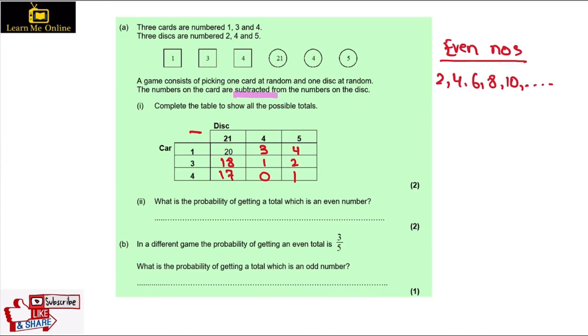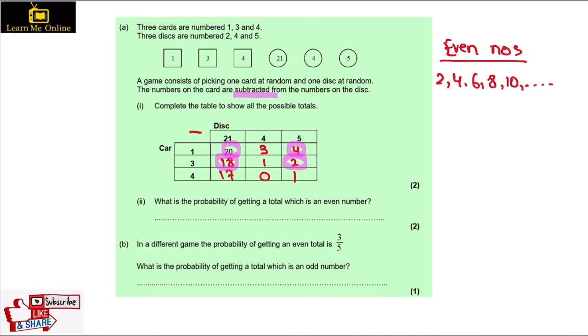So 20 is an even number. So even numbers are those numbers which are actually the multiples of 2. So we are having 20, the even number. Then we are having 4, which is a multiple of 2. So it is an even number. 18 is an even number. Then we have got this 2 is an even number. So here we have got 4 even numbers.